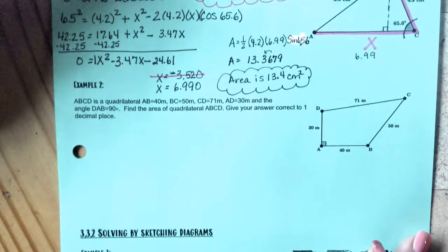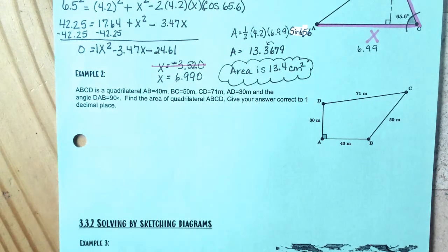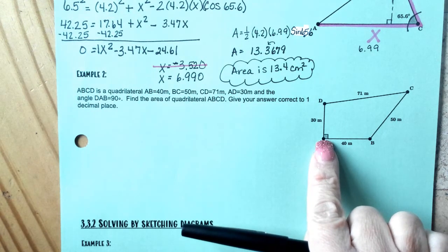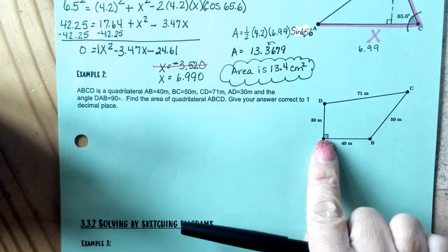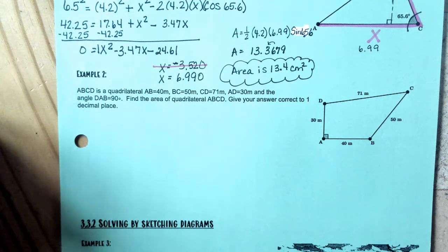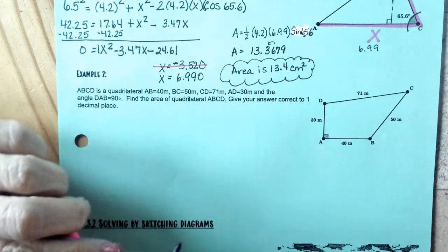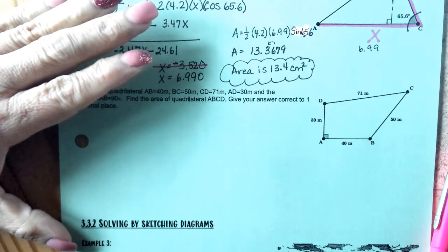All right, example 2. ABCD is a quadrilateral. AB is 40, BC is 50, CD is 71, AD is 30, and I've got it all drawn out there. Angle DAB is 90. Find the area of the quadrilateral ABCD. Give your answer correct to 1 decimal place. All right, so I got a funky little shape going on here.